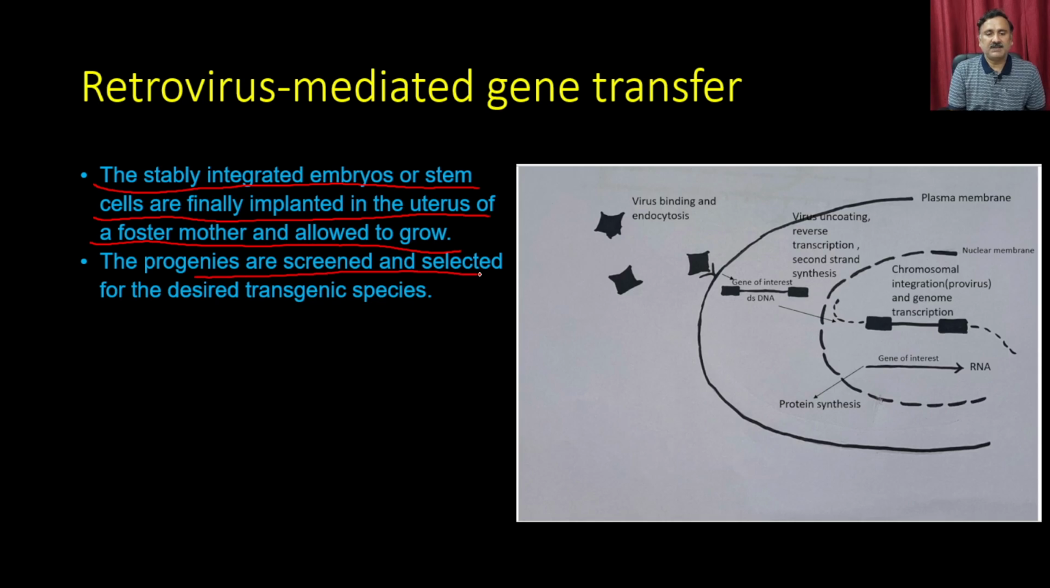The progenies are screened and selected for the desired gene products. So, we have discussed the 3 different methods, right. Utilizing these 3 different methods, you can produce the transgenic animals.